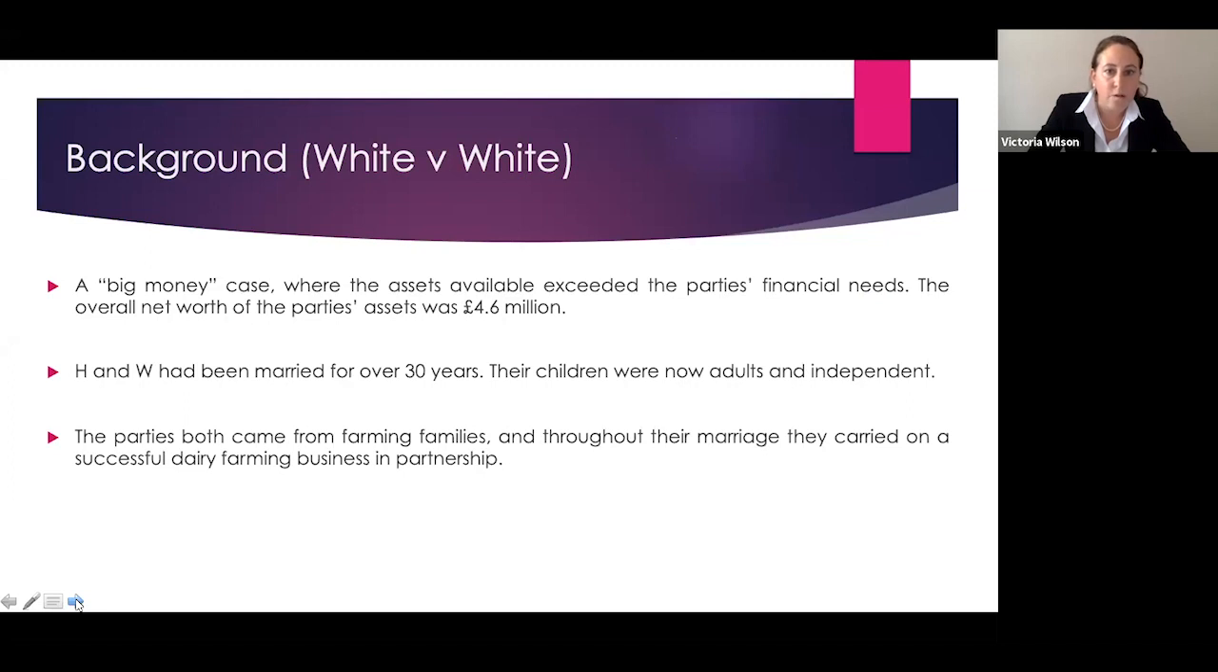If we look at the background briefly, this was a case where the parties had assets of 4.6 million. So it was clearly a big money case. These assets exceeded the parties' financial needs. It was a long marriage. The parties had been married for over 30 years. This wasn't a case where children were of relevance because their children were adults and independent. Both parties came from farming families, and throughout the marriage, they carried on a successful dairy farming business in partnership.